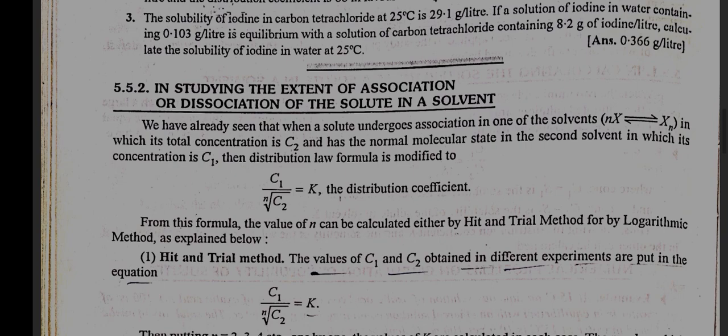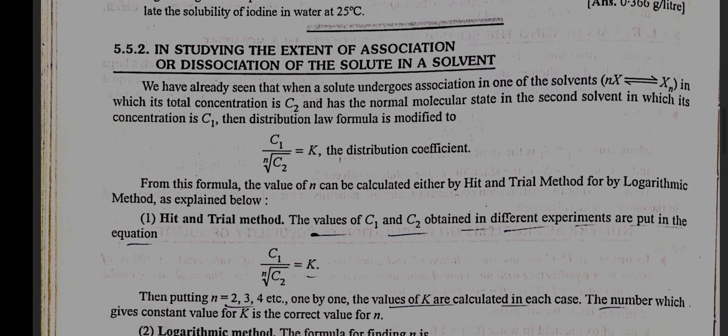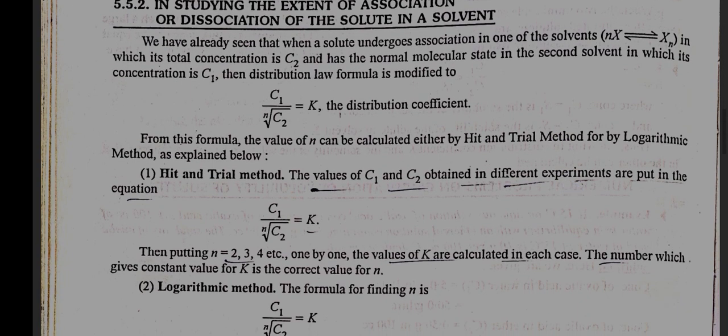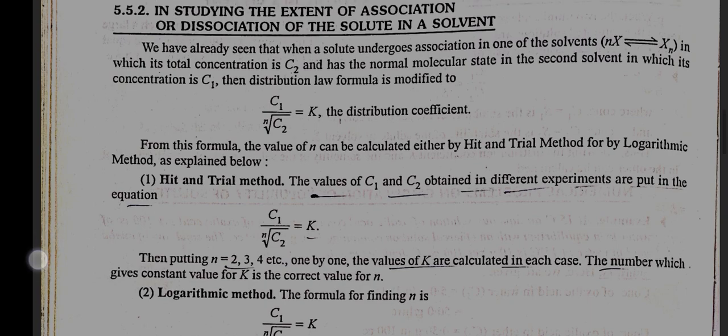In studying the extent of association or dissociation of the solute in a solvent, we have already seen that when a solute undergoes association in one of the solvents in which its total concentration is C2 and has the normal molecular state in the second solvent in which its concentration is C1, the distribution law formula is modified to C1 divided by the nth root of C2 is equal to K, that is the distribution coefficient.